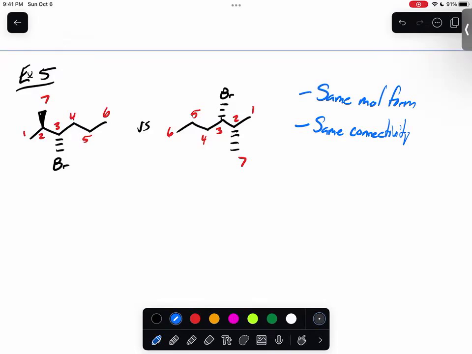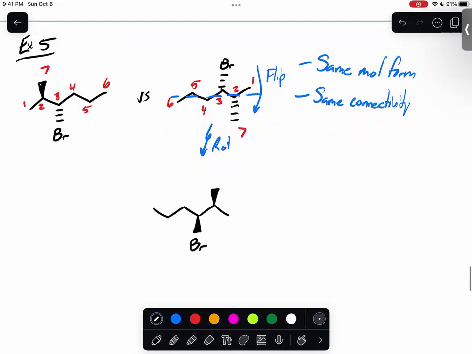Okay. So same molecular formula, same connectivity. Now it's just a question of our stereocenters. So this time we're going to do rotations first, right? Looking at this, we can take this structure right here and flip it across this plane here. We do that flip, we essentially end up in this position here, where now our bromine is facing down that way on a wedge. That methyl is also on a wedge.